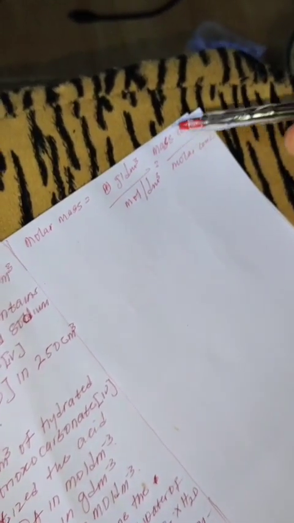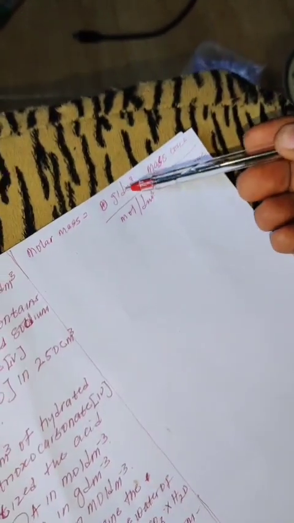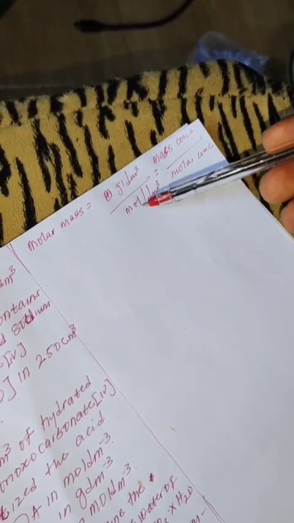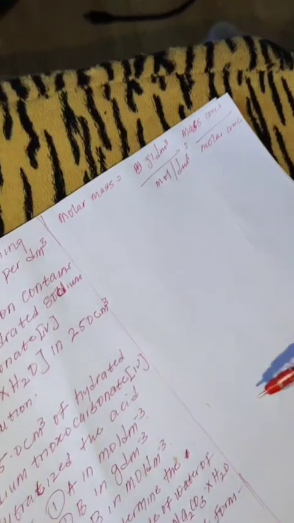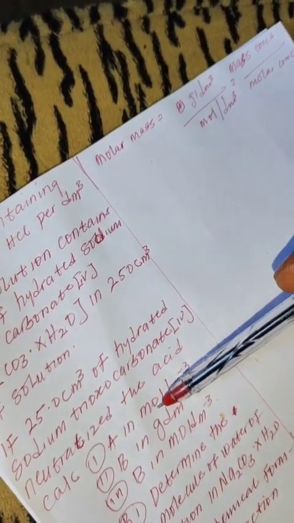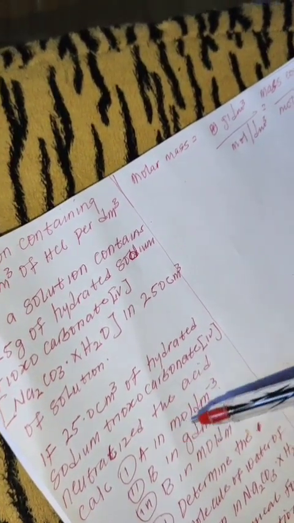So anytime questions are given to you in gram per dm³, just know that the question is regarding mass concentration. If it's given to you in mole per dm³, just know it's under molar concentration. So our question is that we should calculate A in mole per dm³. Don't forget, A is the acid.